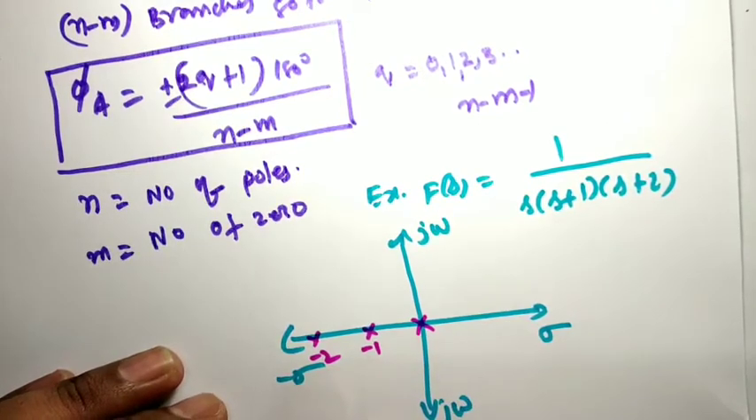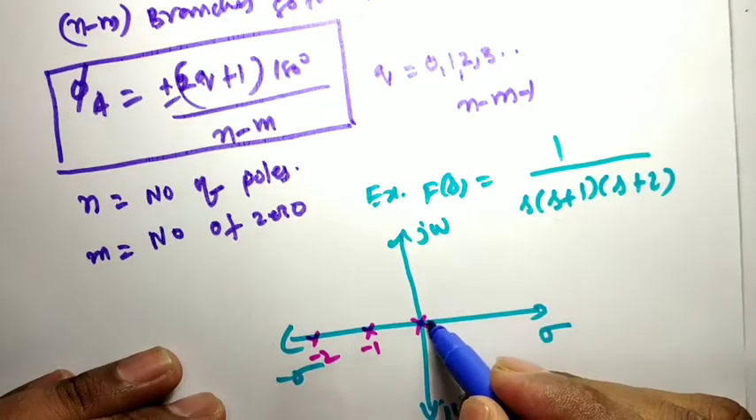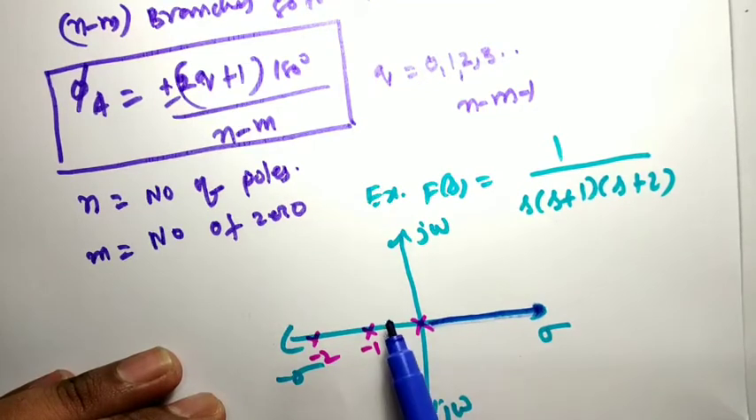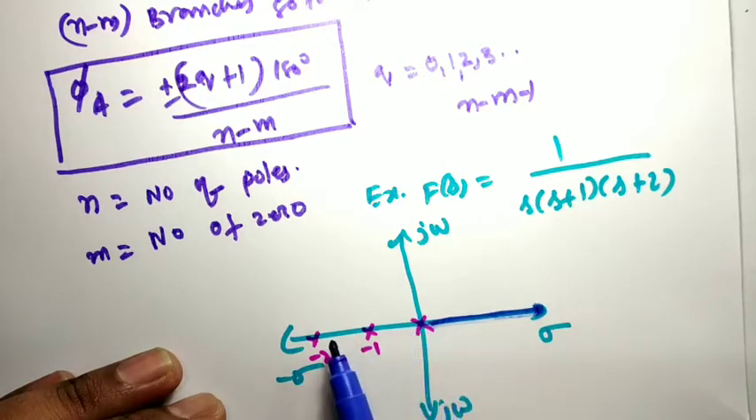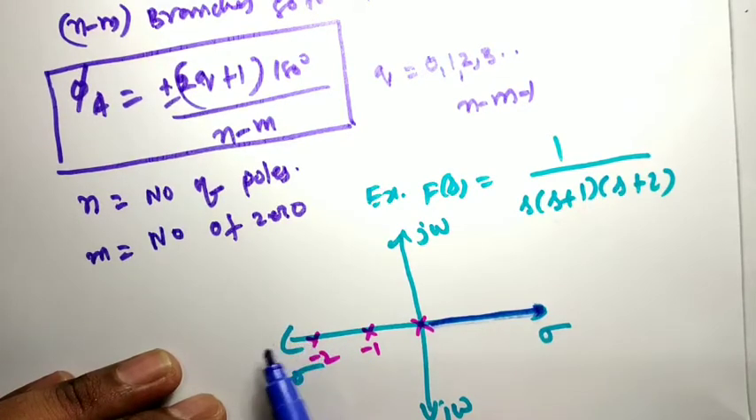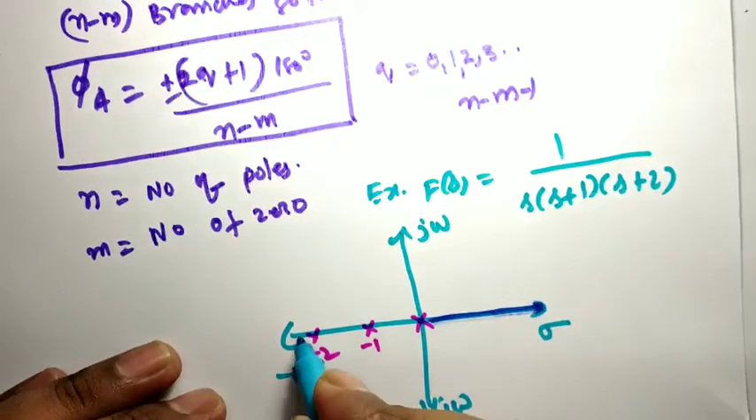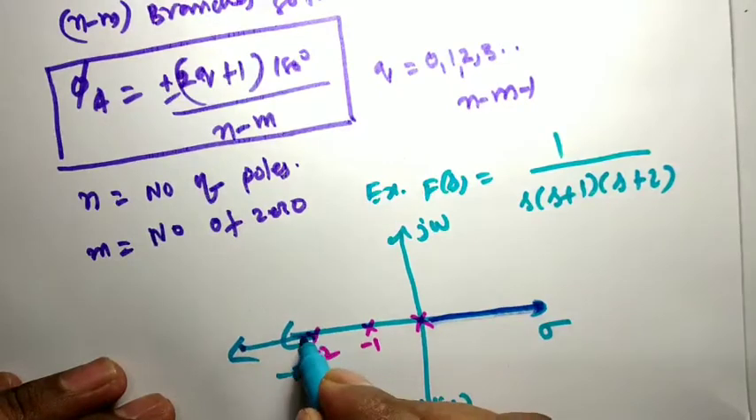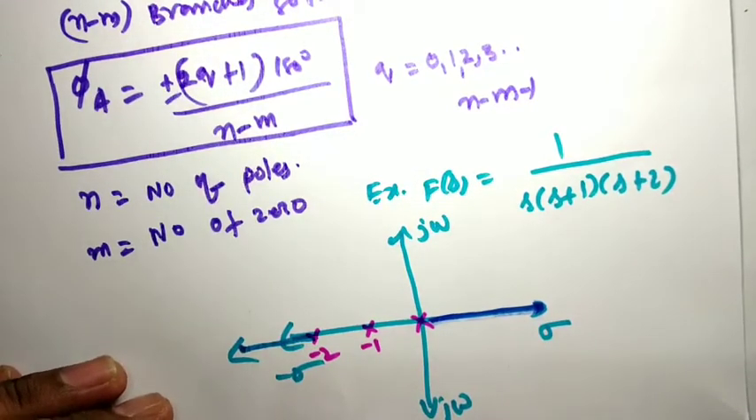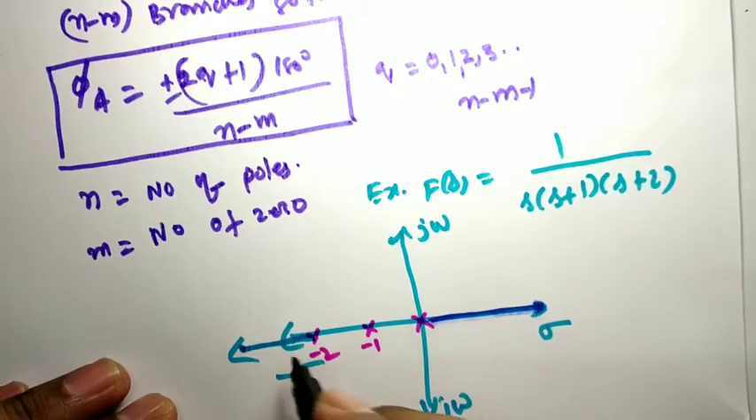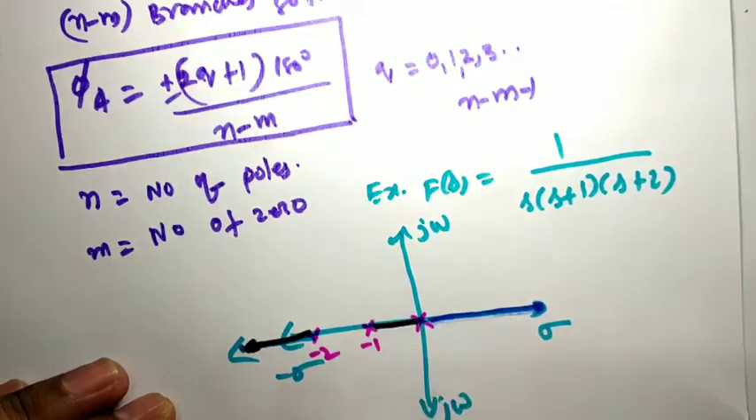If you find the root locus using rule 3, what happens? Root locus will not exist at this portion, right? And if you take a test point here, root locus will exist between these 2 points. If you take a test point here, root locus will not exist between these 2 poles. If we take a test point here, root locus will exist. So this entire portion belongs to the root locus, and this portion also belongs to the root locus.